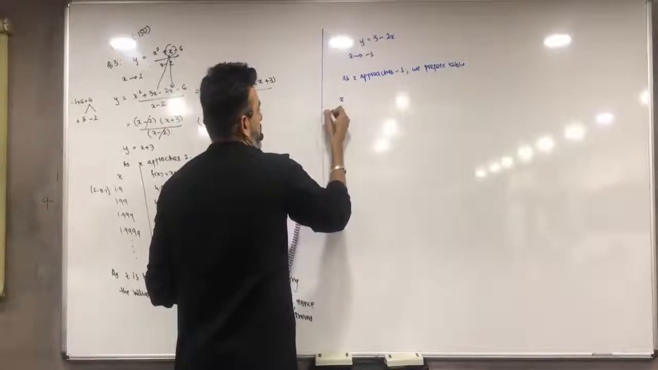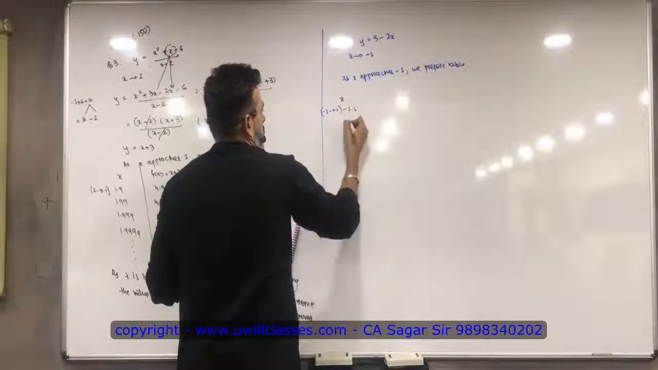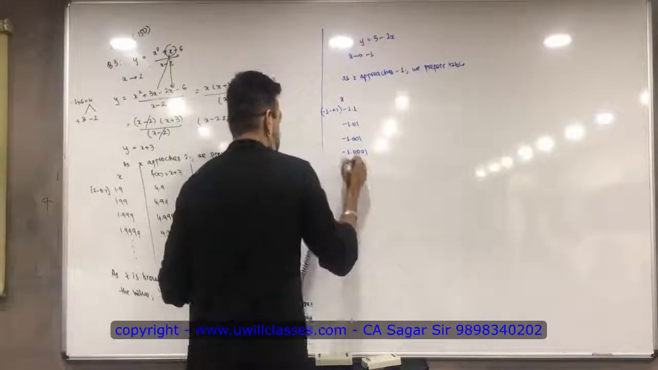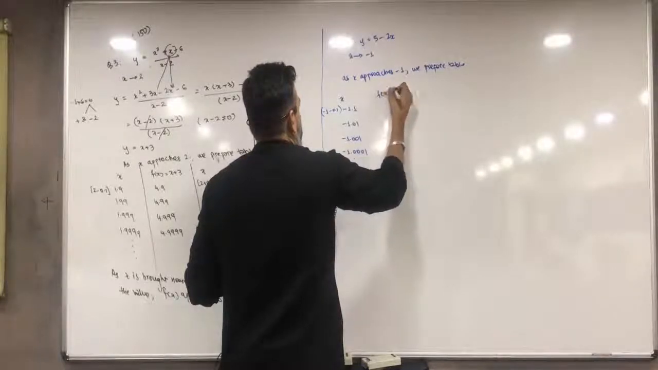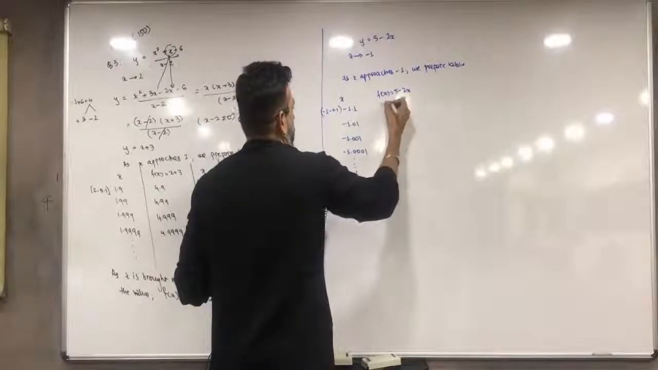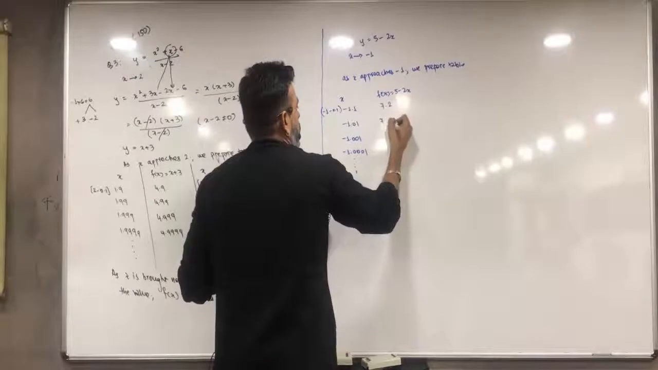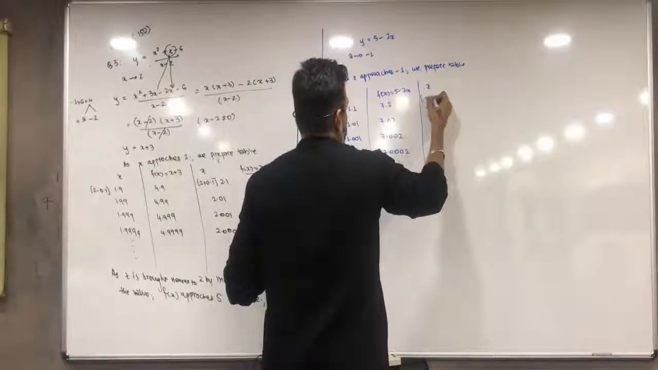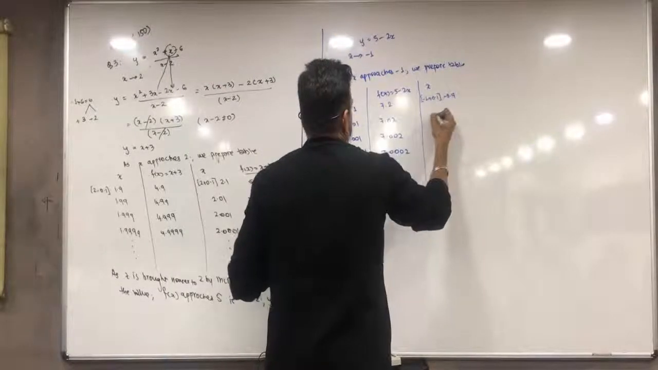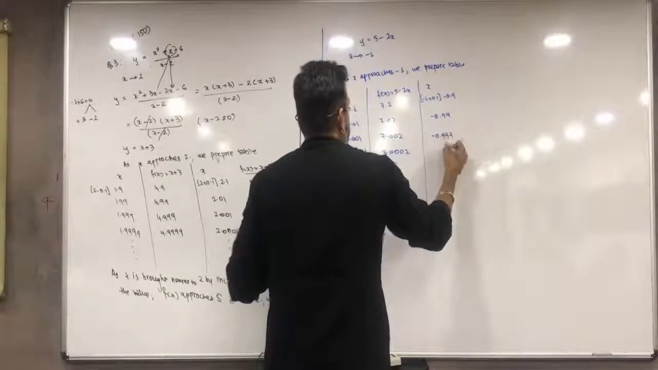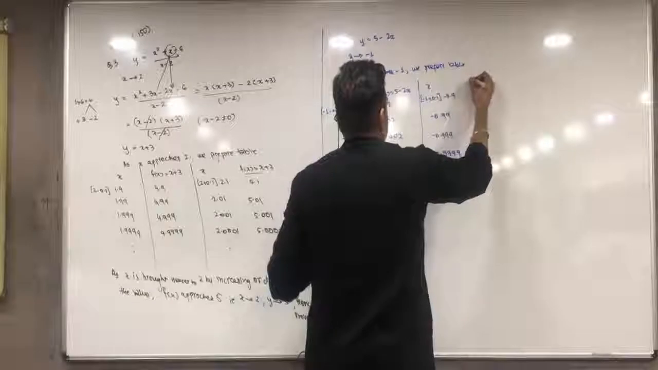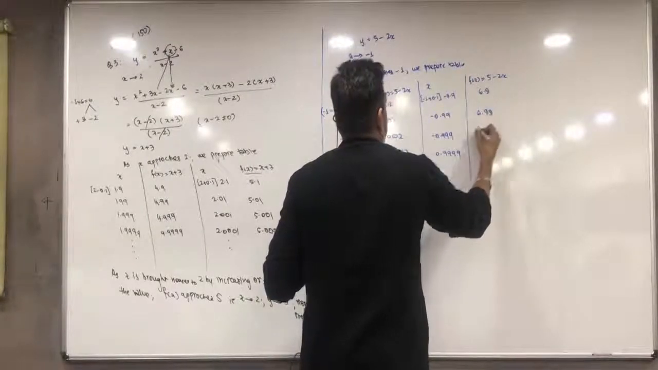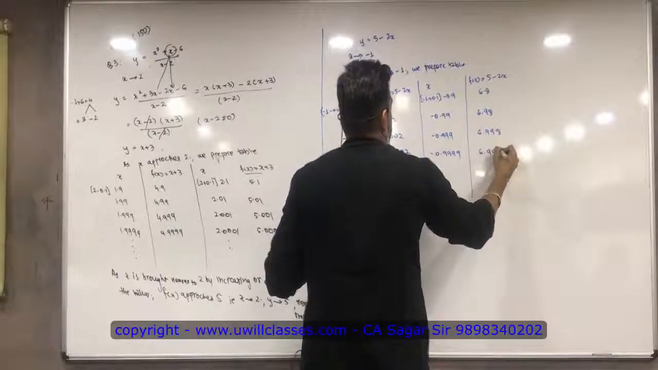X: minus 1 minus 0.1, minus 1.1, minus 1.01, minus 1.001, minus 1.0001, dot dot dot. F of x is equal to 5 minus 2x: 7.2, 7.02, 7.002, 7.0002. X, now minus 1 plus 0.1: minus 0.9, minus 0.99, minus 0.999, and minus 0.9999. F of x is equal to 5 minus 2x: 6.8, 6.98, 6.998, and 6.9998.